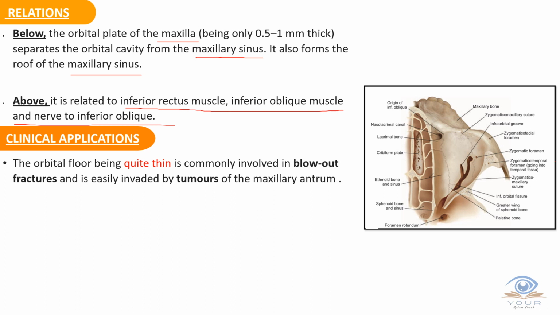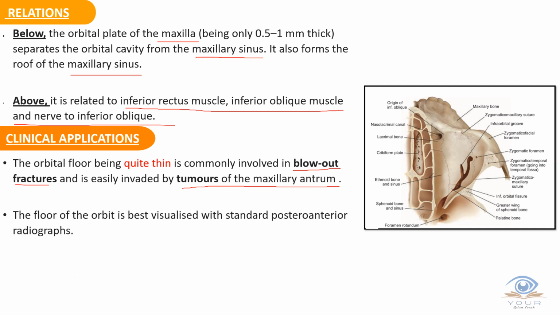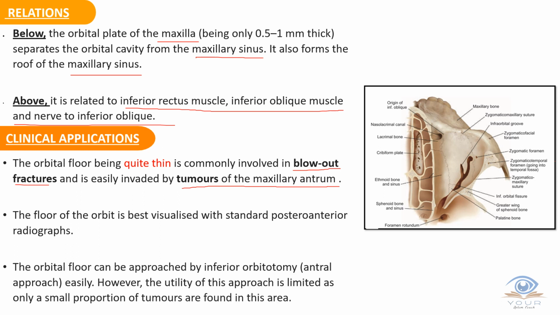Coming to the clinical applications, the orbital floor, being quite thin, is commonly involved in blowout fractures. It is easily invaded by tumors of the maxillary antrum, as it forms the roof of the maxillary sinus. The floor of the orbit is best visualized with standard PA radiographs. The orbital floor can be approached easily by inferior orbitotomy, that is the antral approach. However, the utility of this approach is limited as only a small proportion of tumors are found in this area.